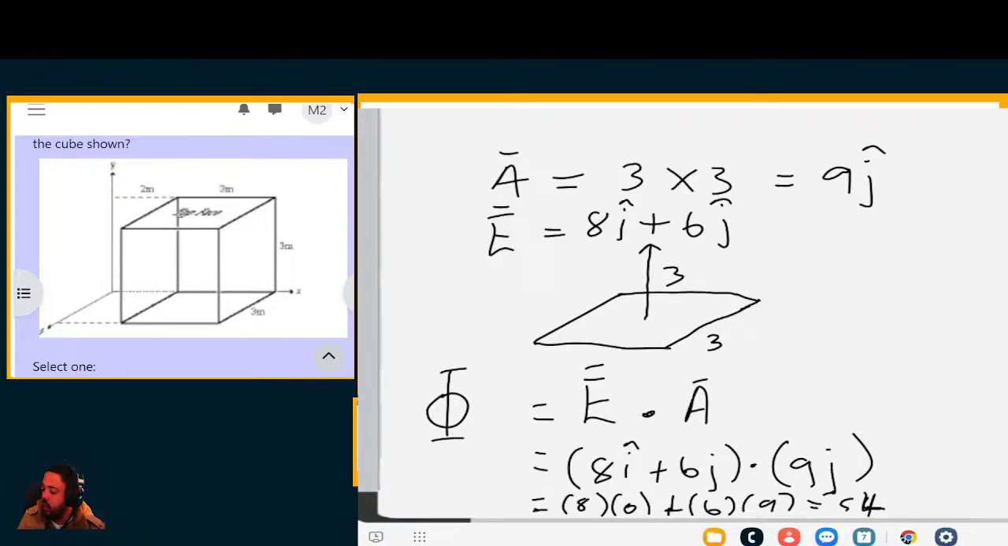Did everyone understand it the second time around? Meter squared per coulomb. Okay, so now we know how much of the electric field is going through that top surface at a certain point.